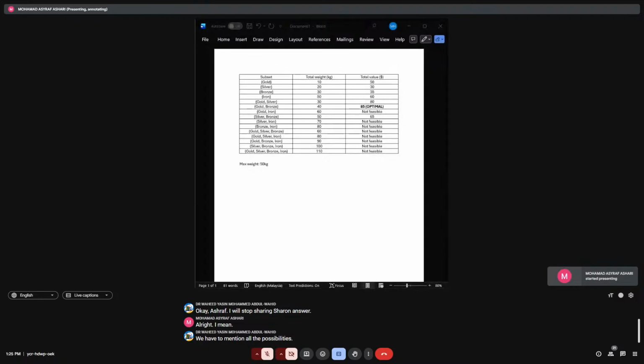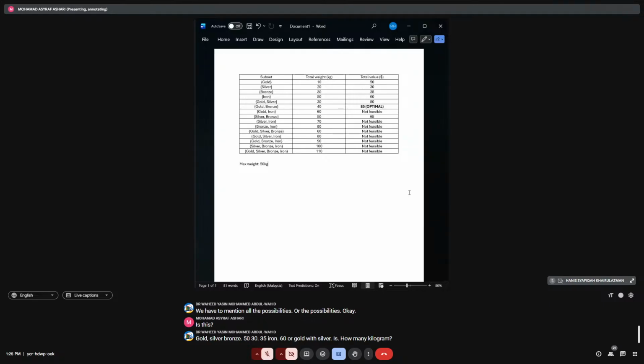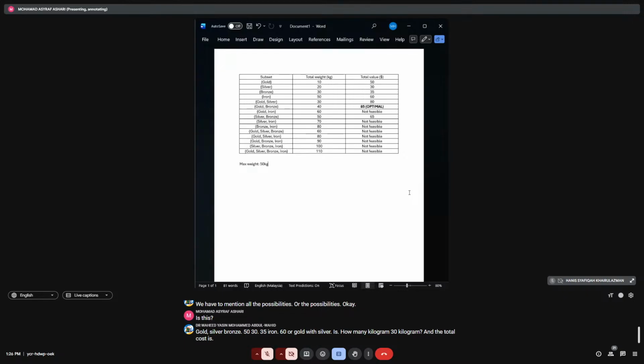You have to mention all the possibilities. Okay. Gold, silver, bronze, iron: 50, 30, 35, 60. Gold with silver is how many kilograms? 30 kilograms, and the total cost is 50 plus 30, 80. Am I right?